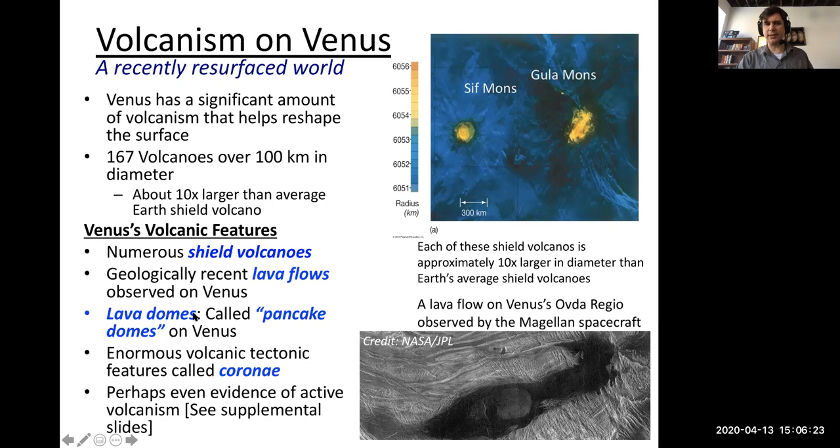We're also going to look at lava domes, not unique to the planet Venus. We see lava domes on all planetary surfaces. So these are not unique to Venus. But on Venus, they have a very, very specific shape or appearance in the radar that make them look like pancakes. So we like to refer to the lava domes on Venus as pancake domes. These are not unique to Venus. What is unique to Venus are these large-scale volcanic features, tectonic features, called coronae.